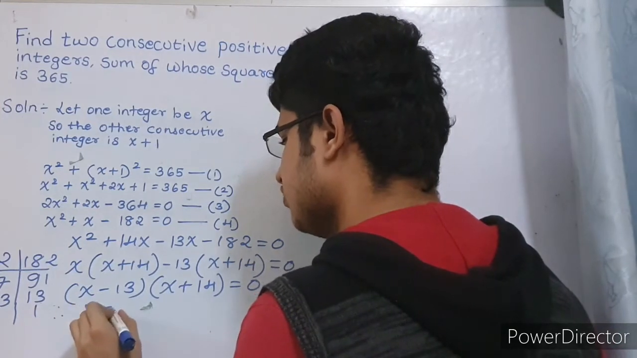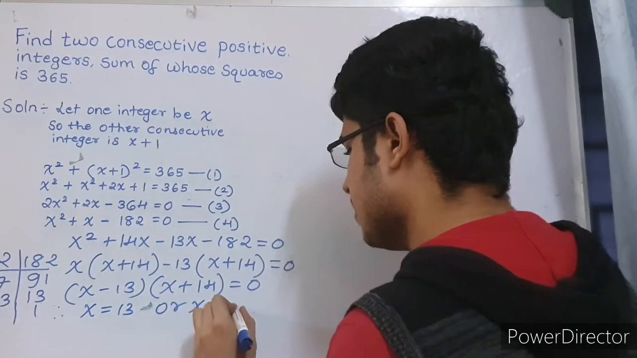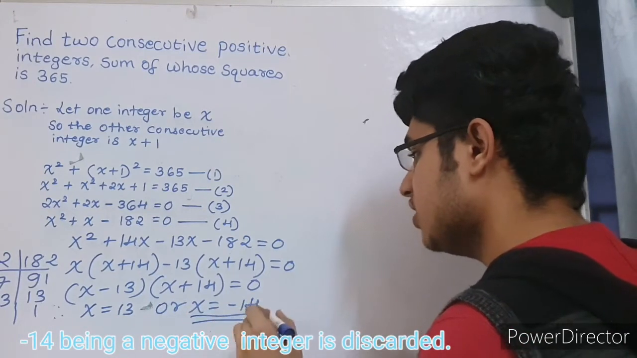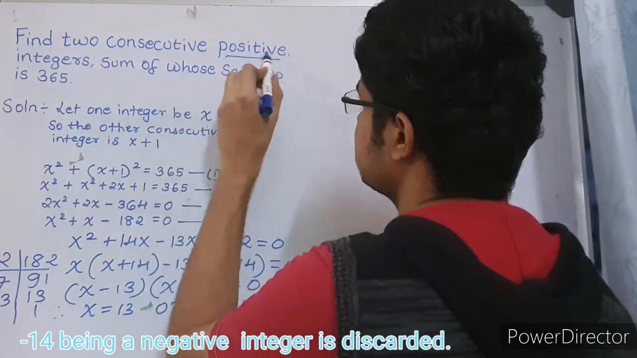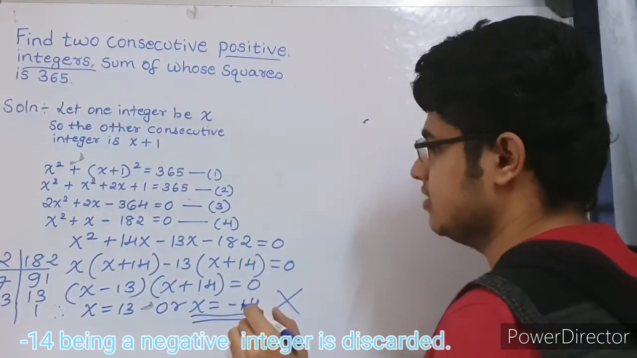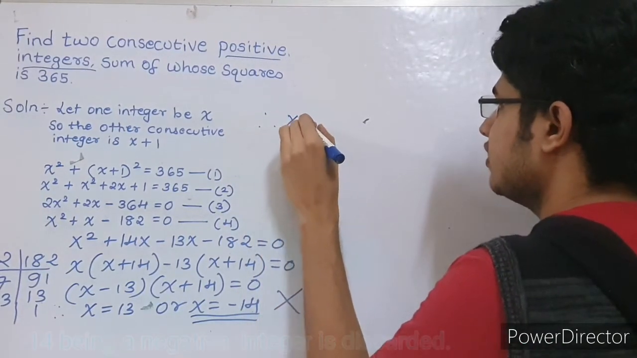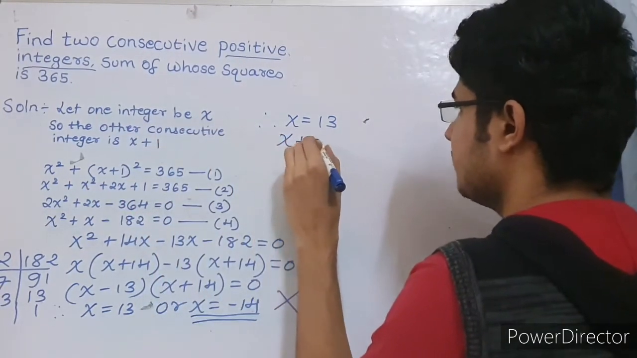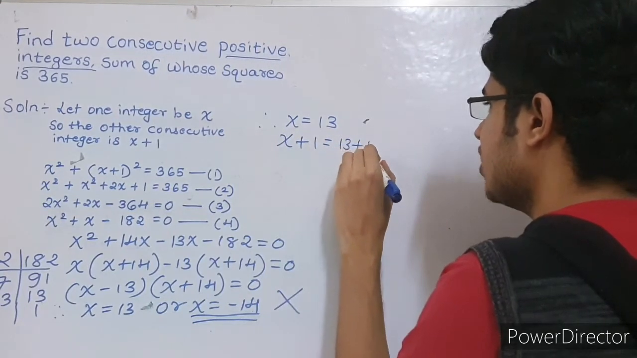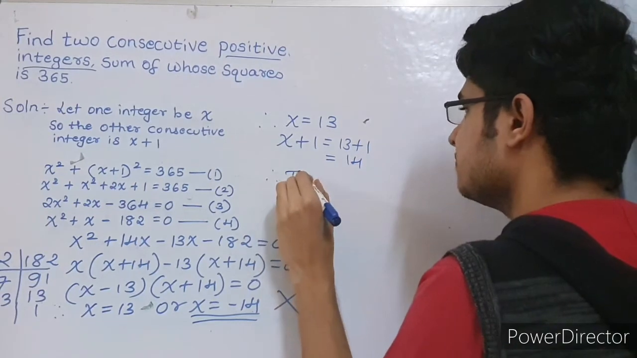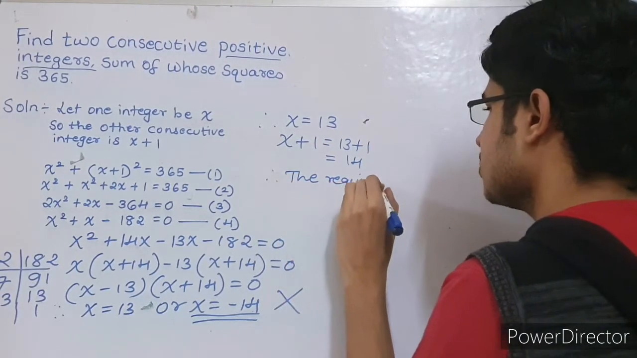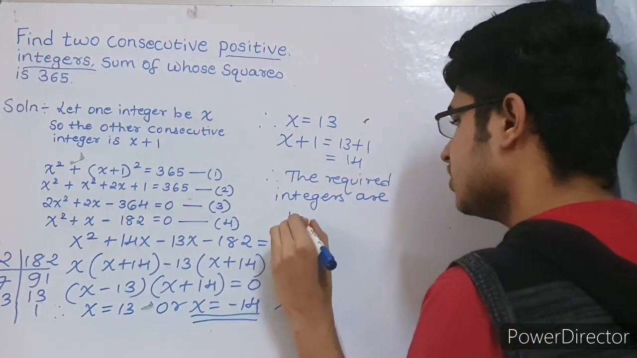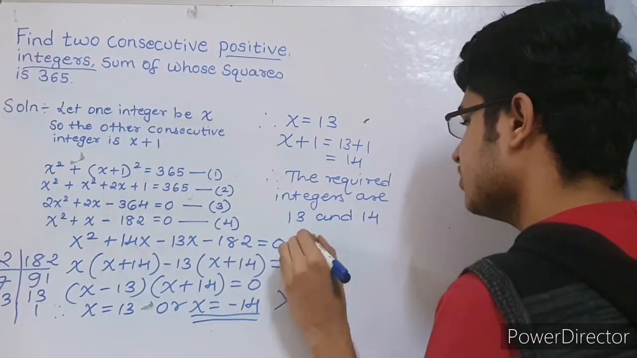Therefore x is equal to 13 or x is equal to minus 14. Now I have got two values, but can I consider x is equal to minus 14? No, because they are positive integers. Minus 14 will be a negative integer. Therefore x is equal to 13. Now I took one integer as x, so the other integer will be x plus 1, which will be 13 plus 1 is equal to 14. So the required integers are 13 and 14 respectively.